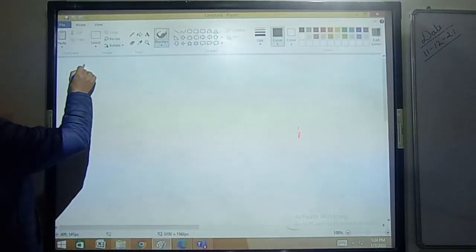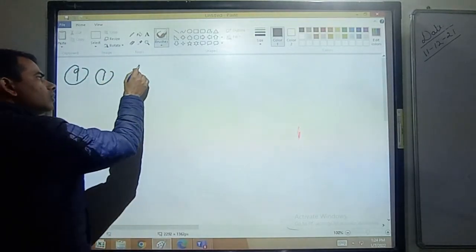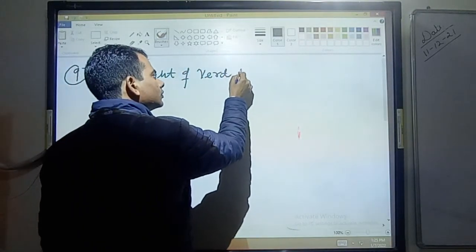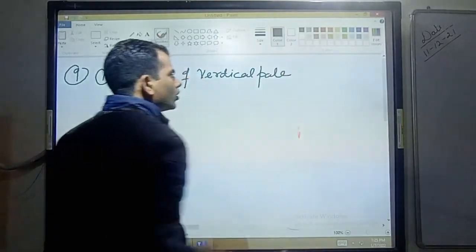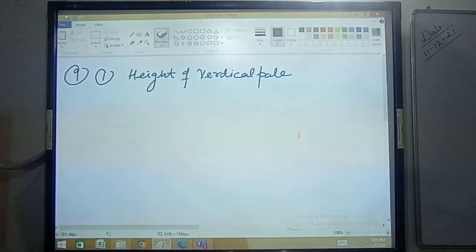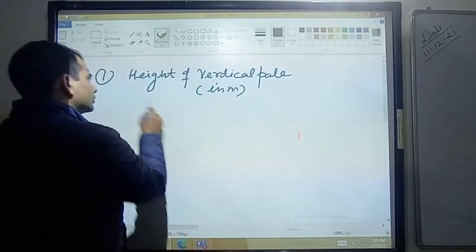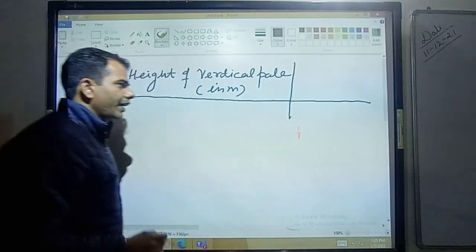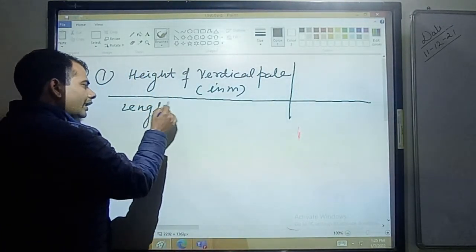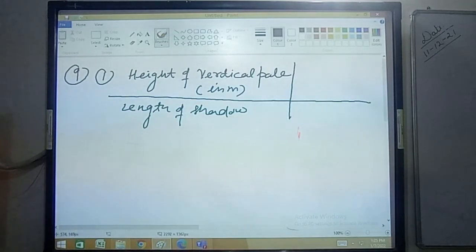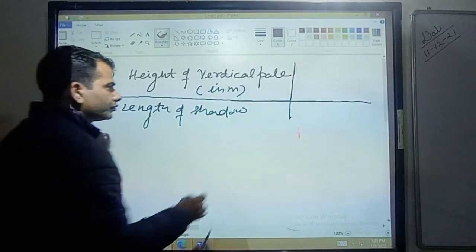Question number 9. First, the height of vertical pole is in meter, and the length of shadow is in meter.